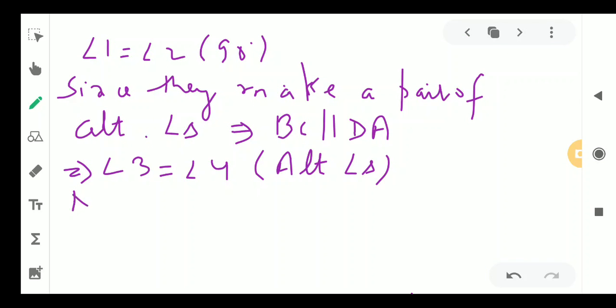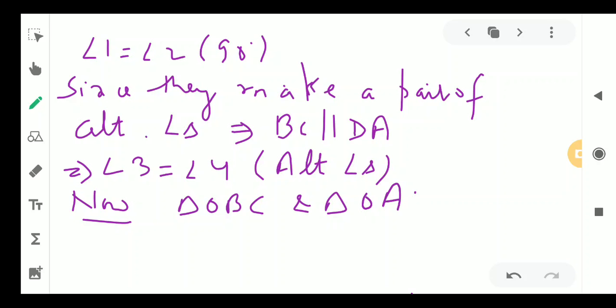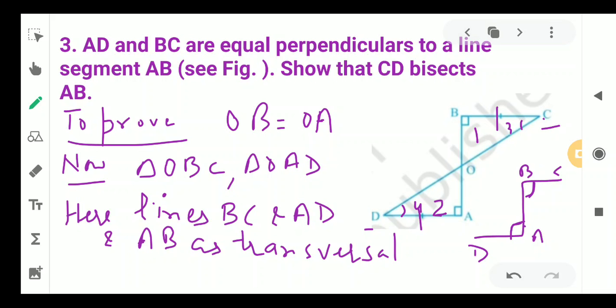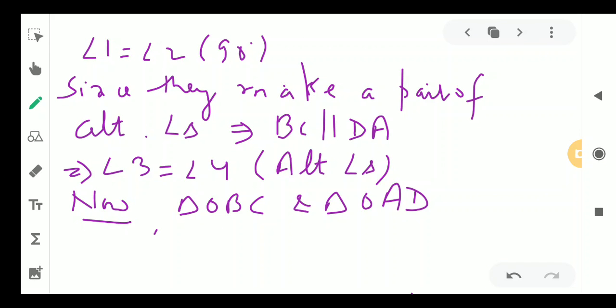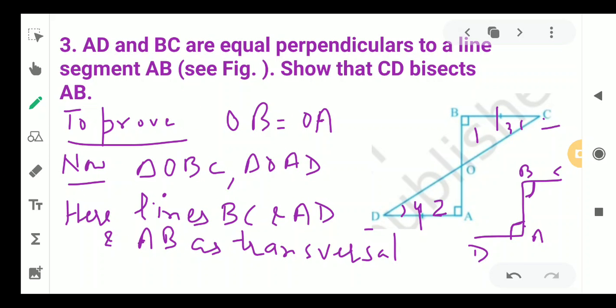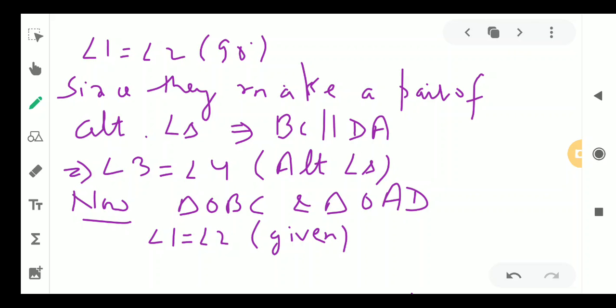Now take triangle OBC and triangle OAD. Let me take these two triangles. So we can see angle 1 equals angle 2, which are of 90 degrees, given. Then we can see BC equals DA, which is given.